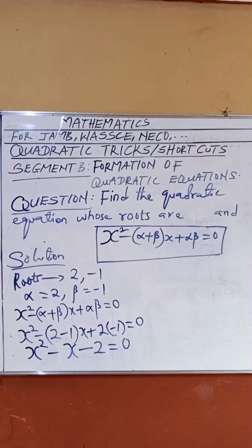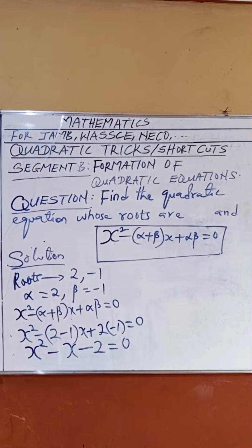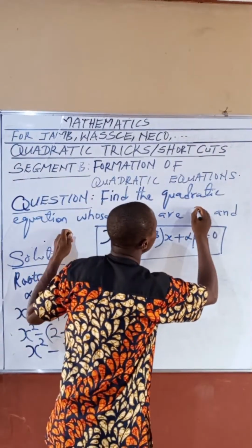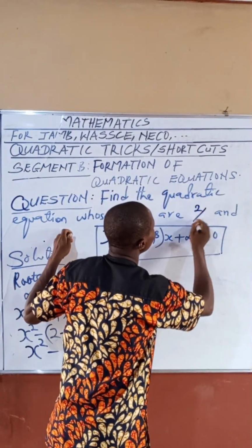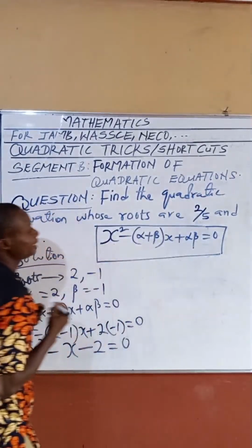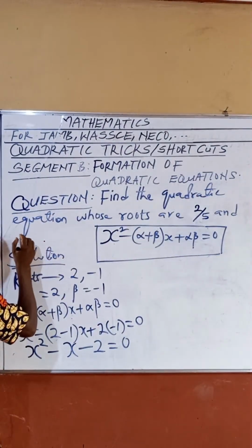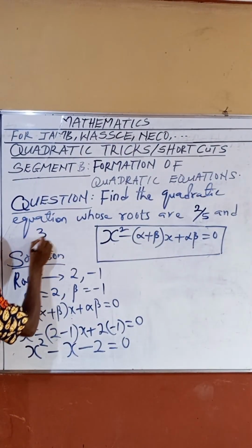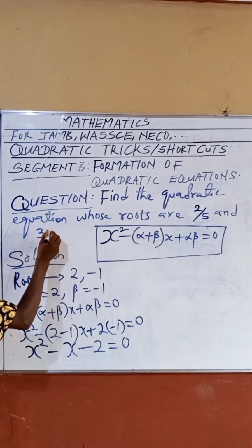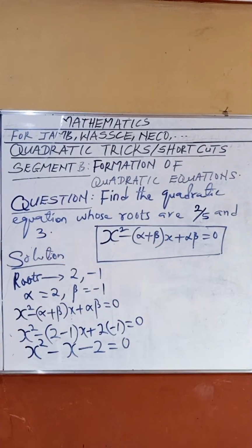I'm going to look for a past question that has something else. Formation of quadratic equation. Yes. Find the quadratic equation whose roots are 2 over 5 and 3. This is where we are now.